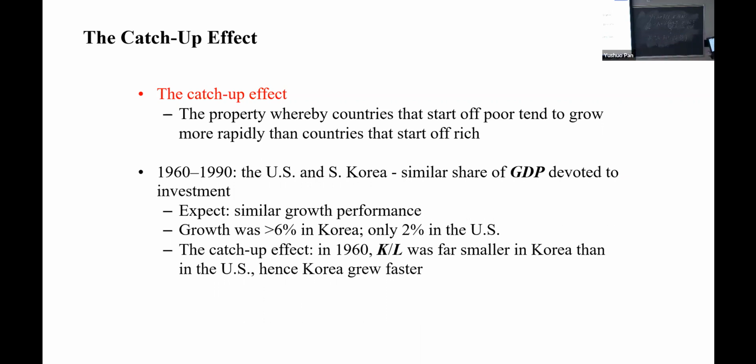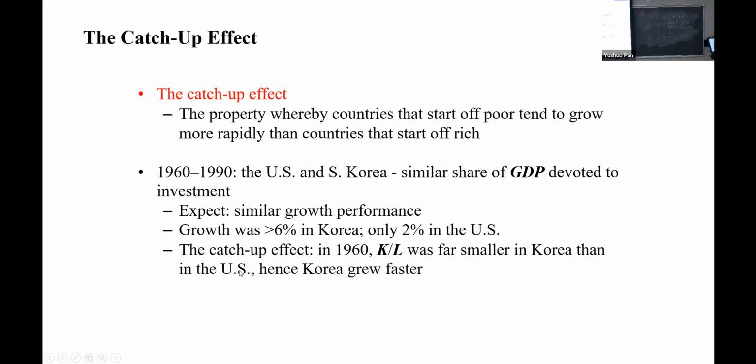Because 60 years ago, the physical capital per worker or the human capital per worker in China was too low. In that way, give China the same amount of resources as the US, the growth rate for China will be really fast, right? So that's the catch-up effect. From 1960 to 1990, the US and South Korea had a similar share of GDP devoted to investment, except for similar growth performance. The growth rate was over 6% in South Korea and only 2% in the US. The same example as China versus the US, right?